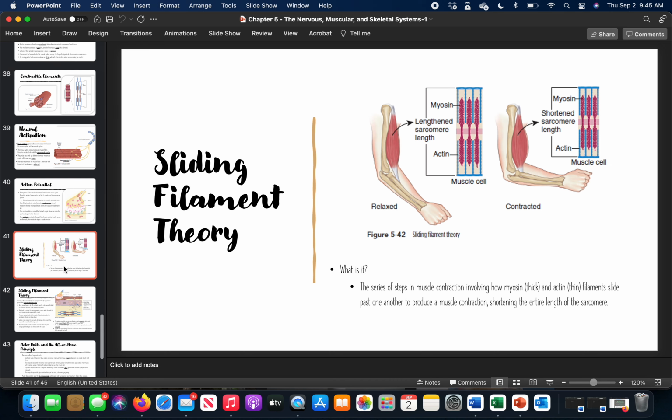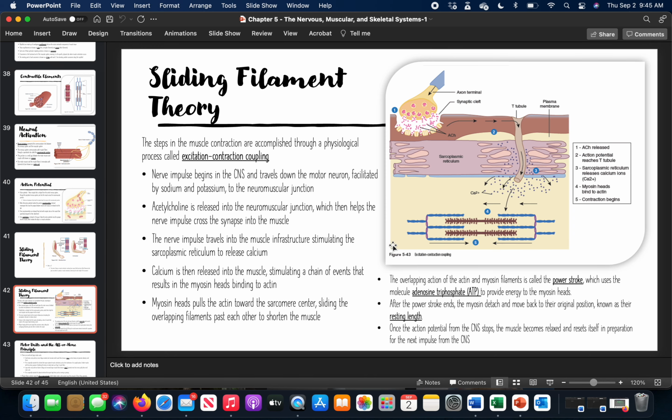All right, all of that revolves around what we would call your sliding filament theory. So when you have that ACH get in and it creates an action potential, that action potential gets into what we would call, and I'll go down right here, your sarcoplasmic reticulum, this meshy-like substance. That sarcoplasmic reticulum will then release calcium into the muscle, which is the Ca2+ right here.